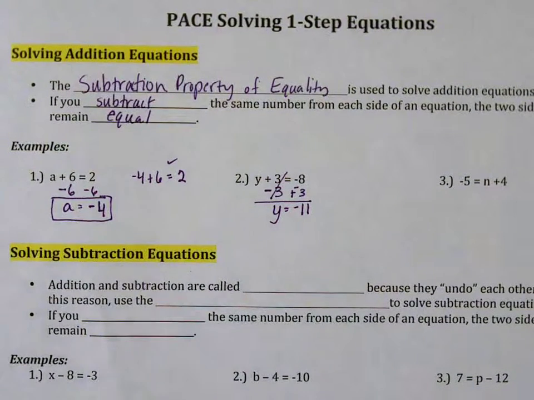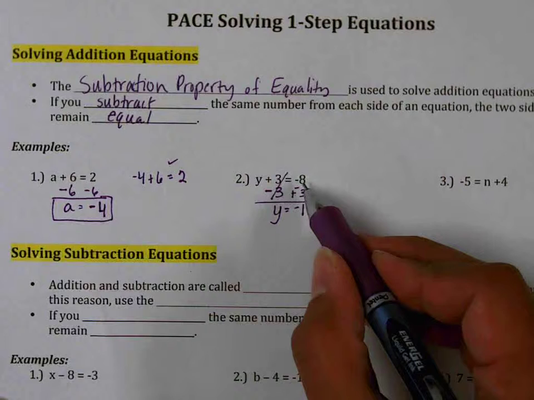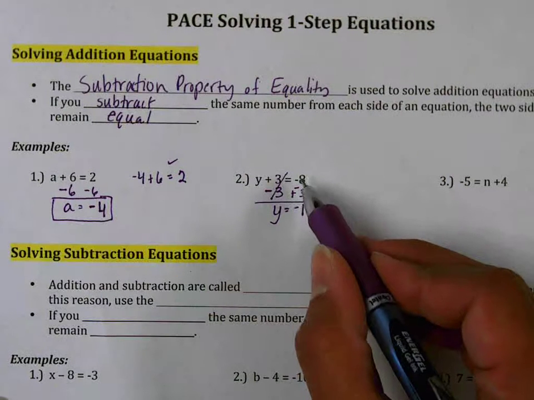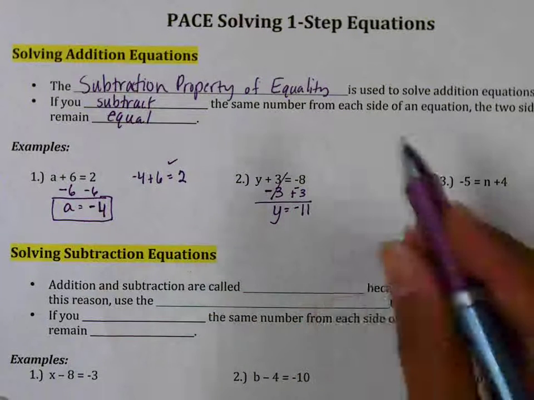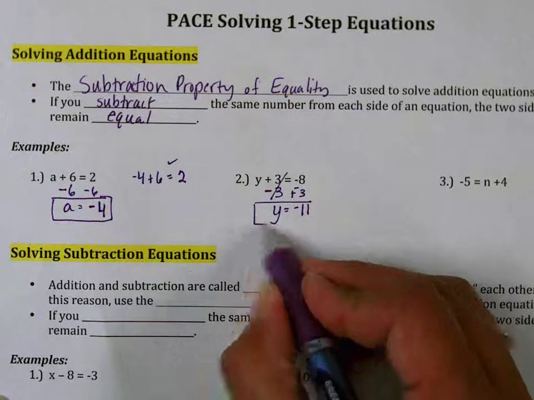You've got to remember your integer rules when you're solving these equations. Even though I subtracted 3, remember that when I subtract a negative, I'm actually going to add its opposite. So negative 11 plus 3 would be negative 8, so that is my correct answer.